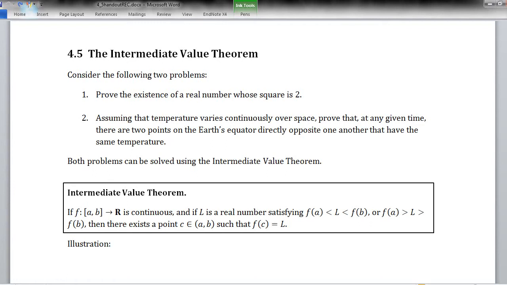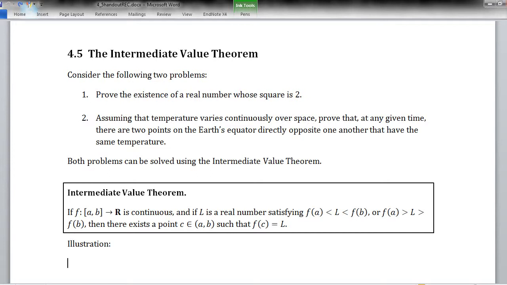Section 4.5, the intermediate value theorem. Consider the following two problems. Number 1, prove the existence of a real number whose square is 2. And number 2, assuming the temperature varies continuously over space, prove that, at any given time, there are 2 points on the Earth's equator directly opposite one another that have the same temperature.